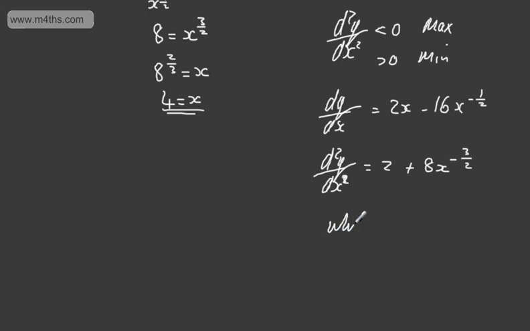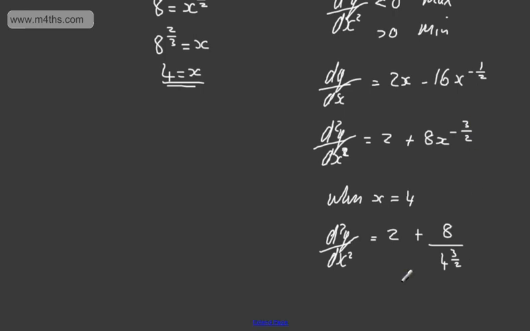If we now go ahead and sub in the x coordinate, which is 4, we can see now that when x is equal to 4, d2y by dx squared, the second derivative, will be equal to 2 plus 8 over now 4 to the power of 3/2. I've written this now with the negative power as 1 over that. So from this we can see that this is going to be 2. If we take the square root of 4, that's 2. If we cube it, that's going to give me 8. That's going to be 2 plus 1, which is 3. Therefore, this is going to be a minimum as it's greater than 0.